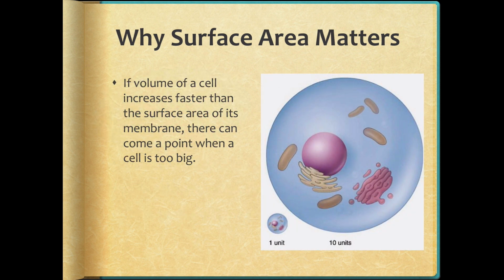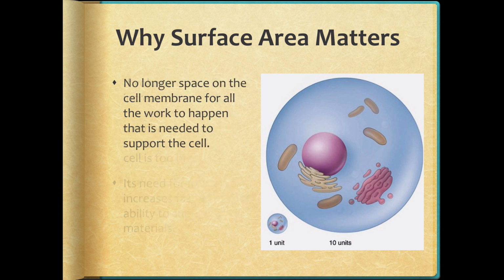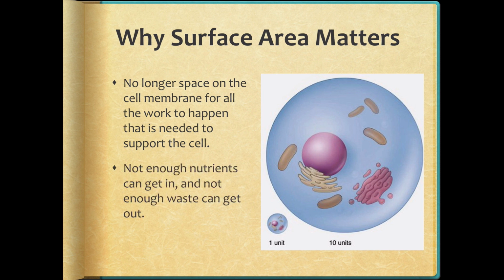If the volume of a cell increases faster than the surface area of its membrane, then there comes a point when it is just too big. Its need for materials increases faster than the ability to supply those materials. It no longer has space on the cell membrane for all the work to happen that is needed to support the cell. Not enough nutrients can get in and not enough waste can get out. So in other words, if the cell on the inside just gets too big, it can't get all the nutrients that it needs.